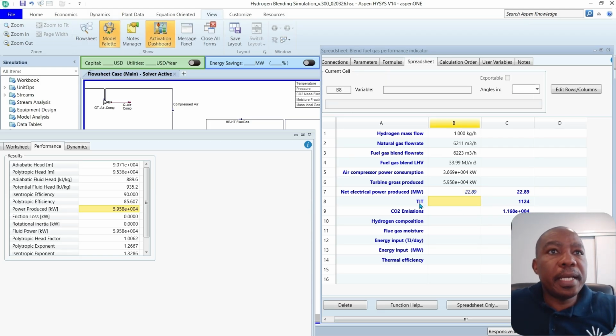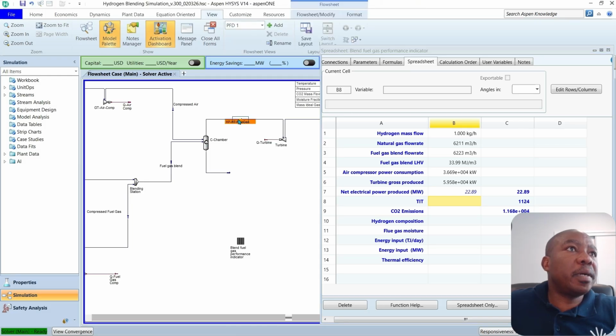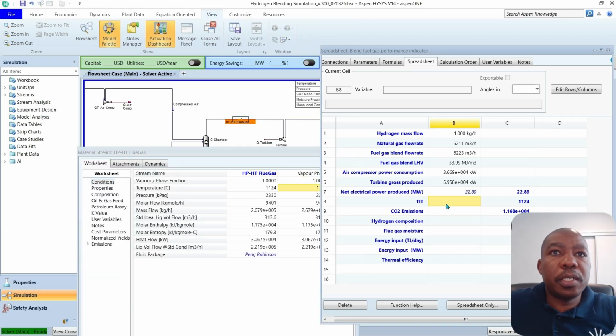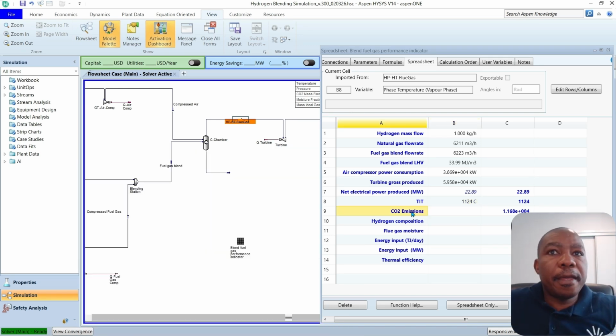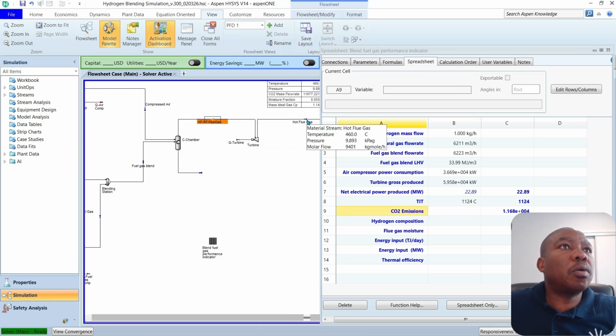And then the turbine inlet temperature, the TIT, will be this temperature here, the temperature coming out from the combustion chamber. Remember we said we need to be careful, this temperature shouldn't exceed the 2. Okay, and then the CO2 emissions, that would be this stream coming out here, the hot flue gas.